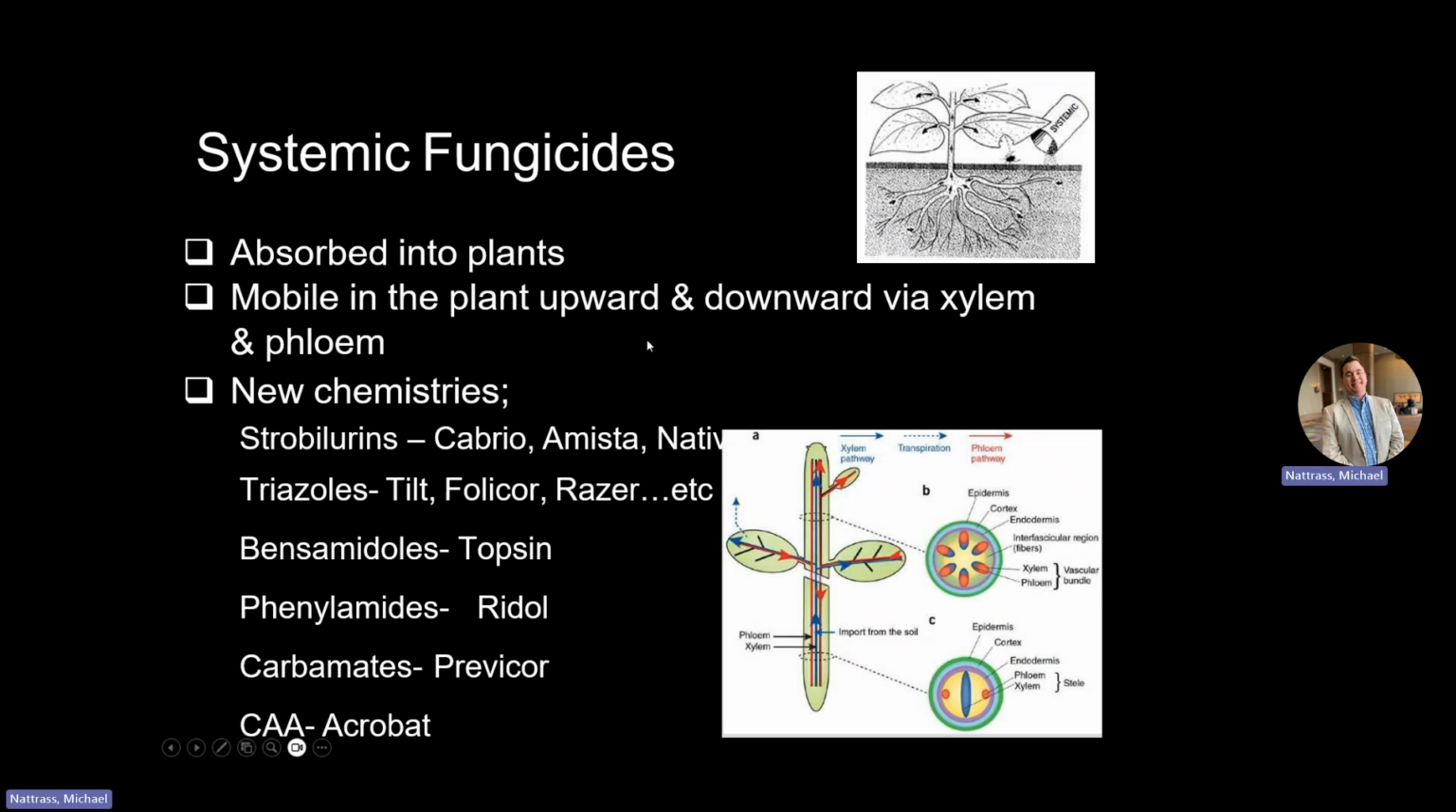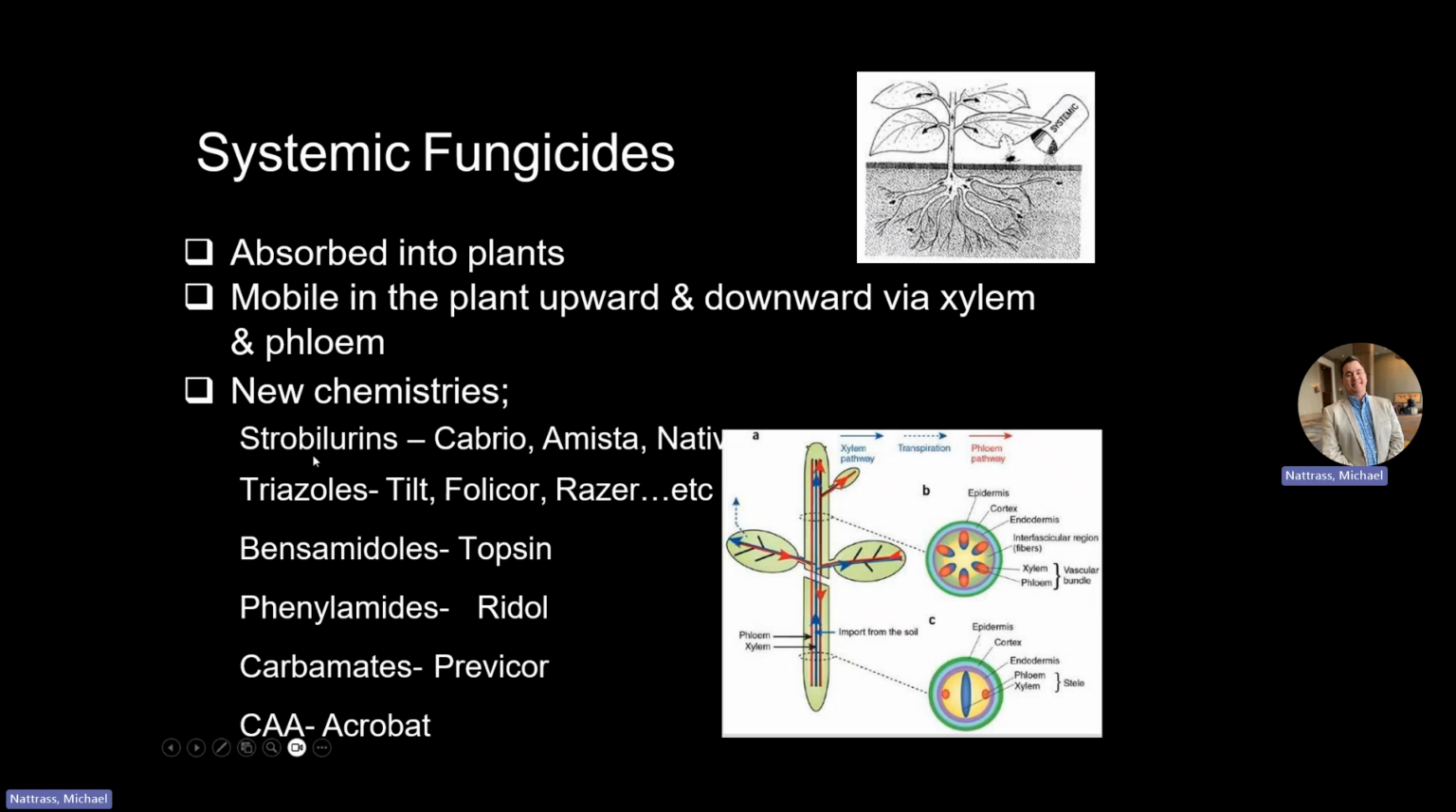Next, we have systemics, and systemics are going to be absorbed into the plant, and then they're going to be moved throughout the plant by the xylem and the phloem. So that's important that you understand the functionality of those. And then also remember that if you have a bacterial disease and you have this blockage inside of that xylem and phloem, then your fungicide might not be very effective.